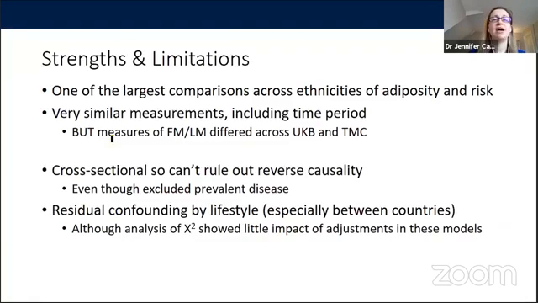It should be noted though that fat mass and lean mass were measured with bioelectrical impedance analysis, and the machines that measured these differed across the two cohorts. So we are going to be looking into more depth about how that might be impacting what we're seeing. As mentioned, these are cross-sectional analyses. All the measurements were taken at the same time, so we can't rule out reverse causality. So it might be that people who had subclinical disease, which would be related to their risk factors like blood pressure and lipids, could have also been impacting their body composition.